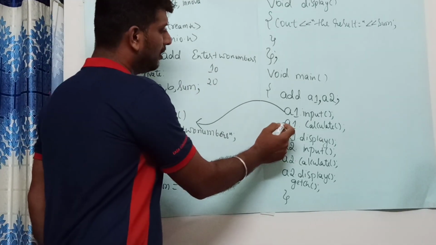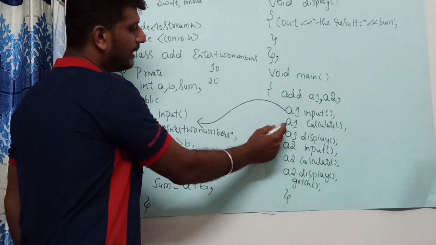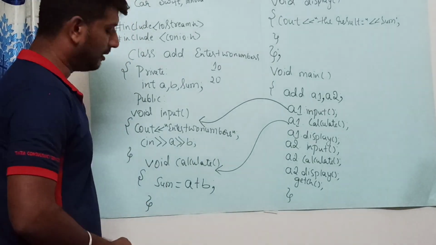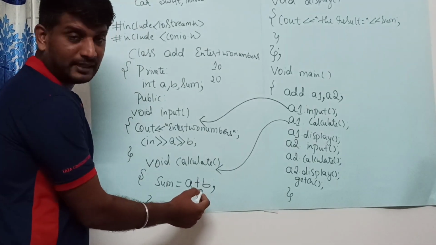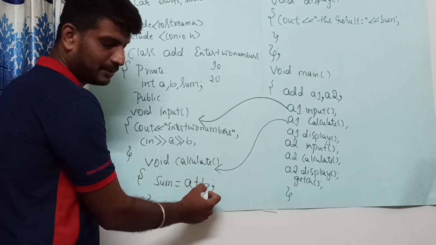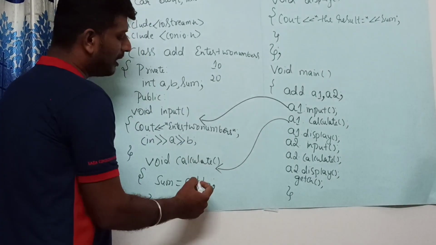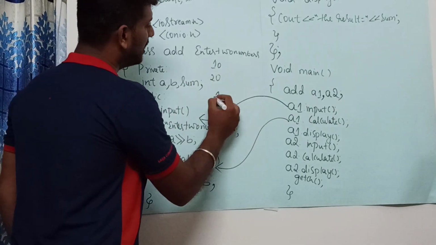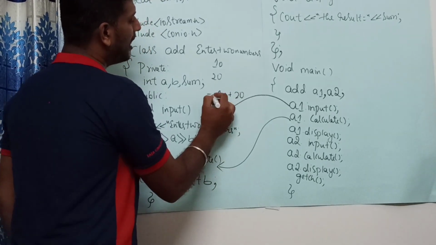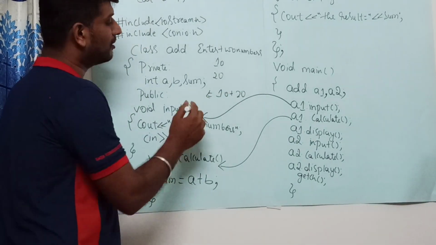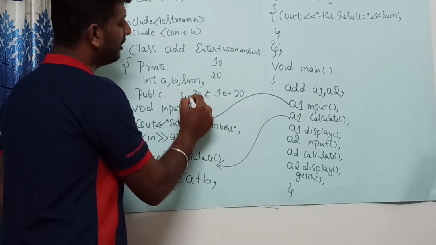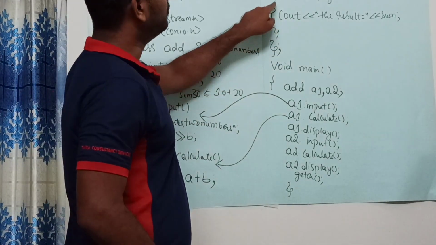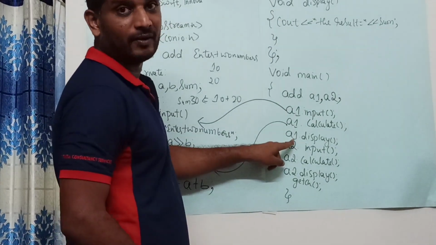Next, you will call the next function, calculate. A1 dot calculate. So the control gets transferred to this function. In this function you have this statement, sum is equal to A plus B. The value of A is 10 and the value of B is 20, so 10 and 20 get added and the result gets stored in the variable called sum. Now the value of the variable sum is 30. Next, you will call the third function, A1 dot display.